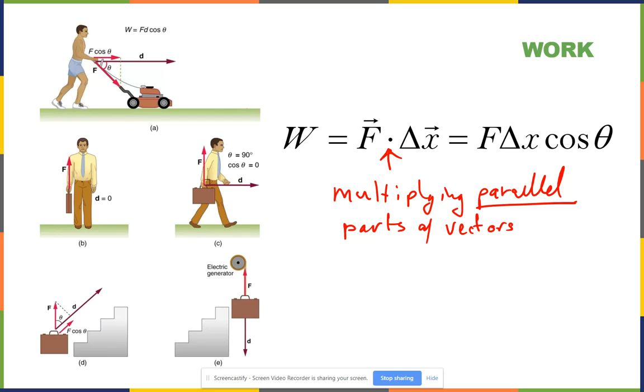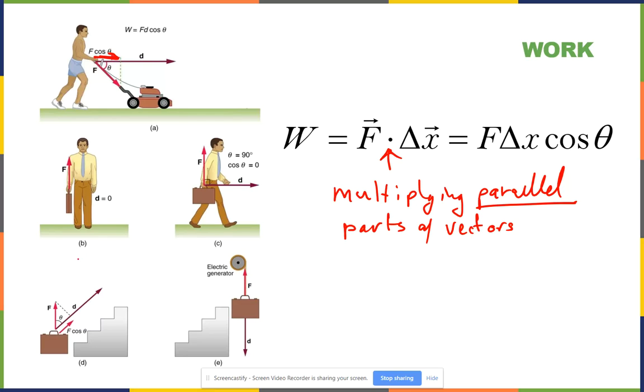Is he doing any work on the lawnmower as it moves at a constant velocity through the yard? Nathan says yes. Why are you saying yes, Nathan? Because a component of his force, the force he's applying times cosine of the angle, is parallel to the motion. So some of his force is doing work. Some of the force is not, but some is. And so is there work? Yes.